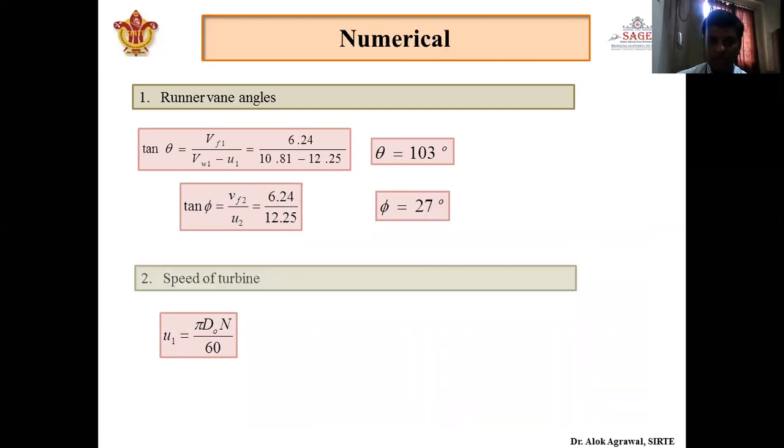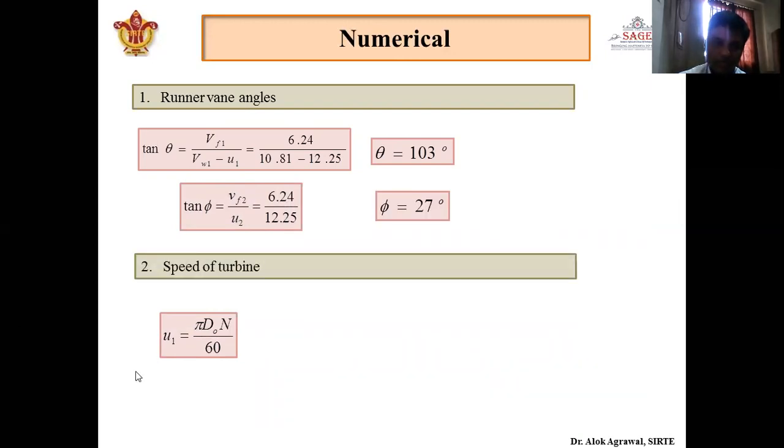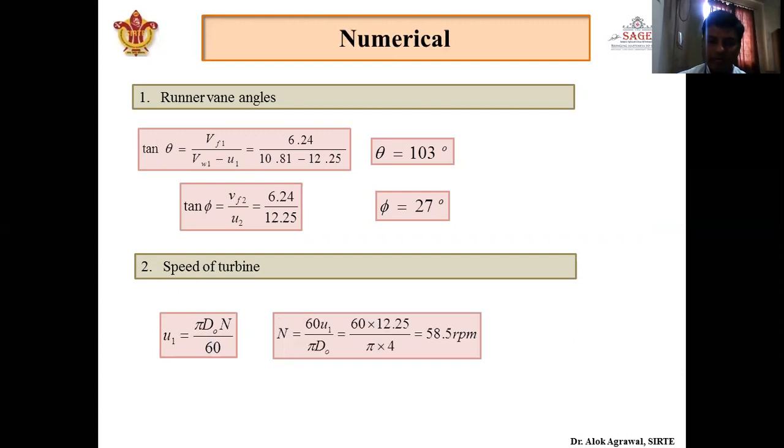Now for calculating the speed of turbine, we know that U1 is equal to pi D0 N by 60. U1 is calculated, D0 is given. So with this formula, we can easily calculate the value of N, which is coming out to be 58.5 rpm. Okay, so this is the case of Kaplan turbine. This simple problem was already asked in a university exam.